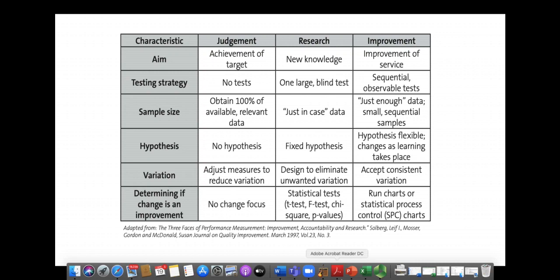This table shows some of the different reasons why we might gather data for judgment, for research, or improvement. And one of the key things here is to show the difference in measurement strategy depending on the reason. For judgment, we might want to look at all of the available data. In research, we might go looking for just in case or extra data in case we need it later in our analysis, and because it would be very hard to find if we hadn't gathered it too. In improvement, we try to work with the idea of just enough data, small but sequential samples.